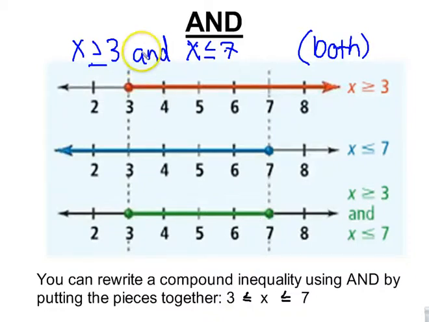Okay? You can take this compound inequality and you can rewrite it together. Notice right over here on this side, x is greater than or equal to 3. That's the first part. And then on this side, x is less than or equal to 7. Okay, so we have a compound inequality using the word and.